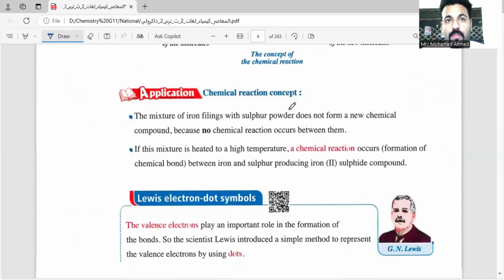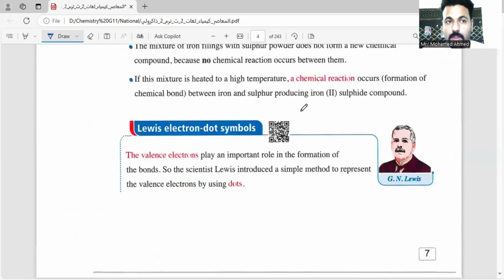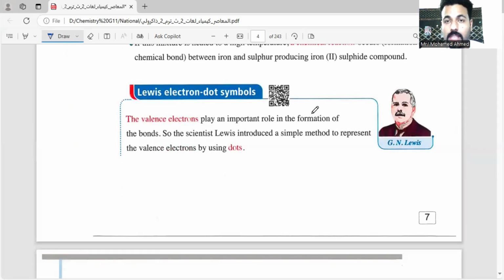Then we're going to talk about the Lewis electron dot symbols. Lewis explained a way to show the number of valence electrons on the symbol of the element. The valence electrons play an important role in the formation of bonds. So the scientist Lewis introduced a simple method to represent the valence electrons by using dots. So shall we replace the valence electrons by dots? Yeah. At first, what are the valence electrons? Valence electrons are electrons of the outermost energy level.